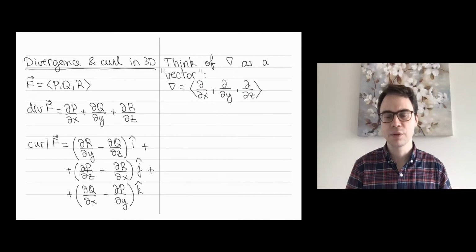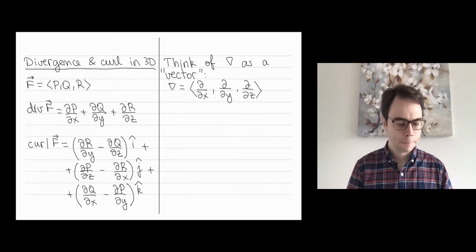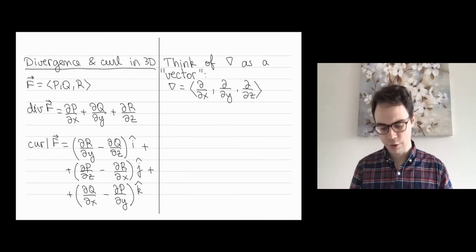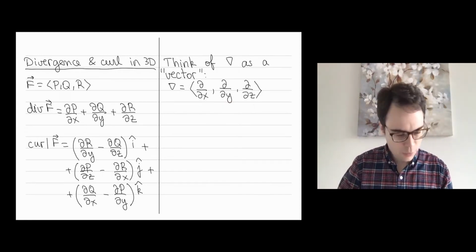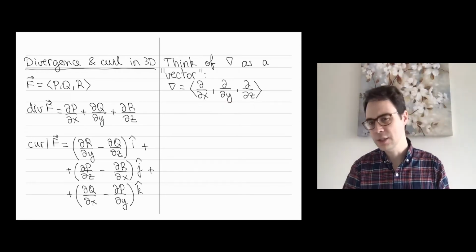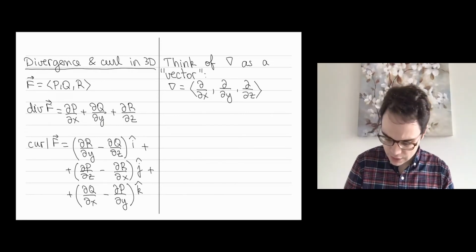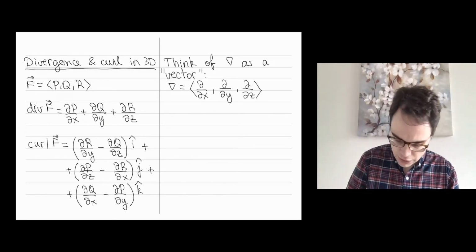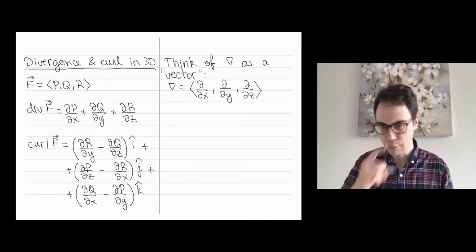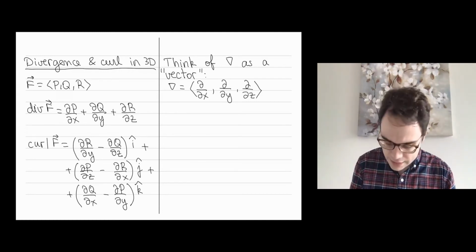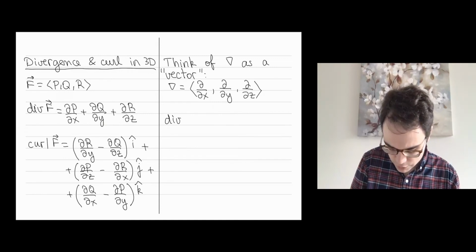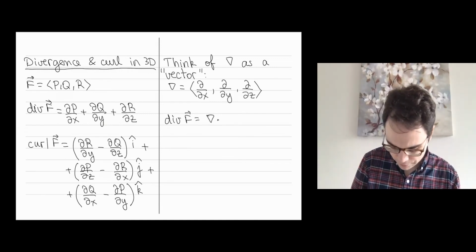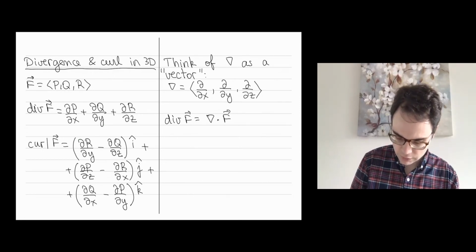So derivatives are things that take functions to functions, right? They're differential operators. So we don't want to make too rigorous sense of that. Let's just, for the sake of argument, pretend these operations were numbers. And then if we did the dot product, we could compute the divergence of the vector field simply by taking the dot product of this fake vector with our vector field.